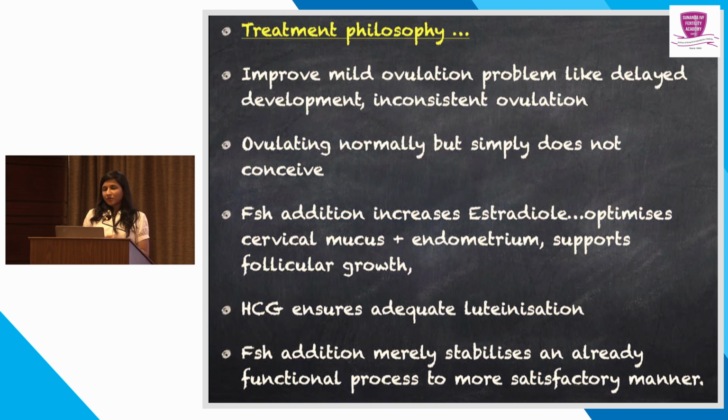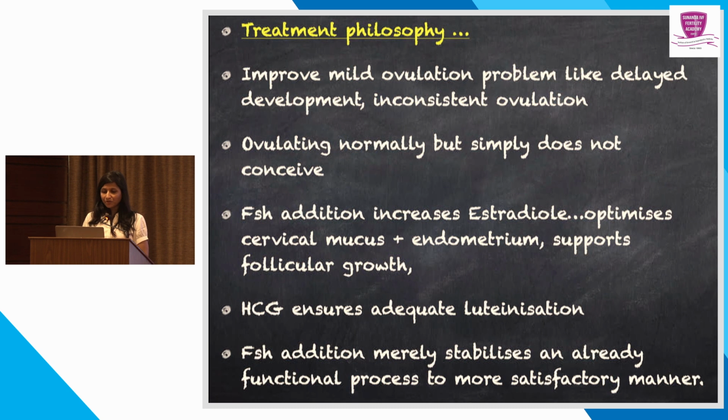So, treatment physiology: when we talk about controlled ovarian hyperstimulation, either TIC or IUI cycle, with monofollicular development our outcome may suffer, but it can improve mild ovulation problems like delayed development and inconsistent ovulation. So, ovulating normally but simply not conceiving, that can have additional benefit. I'm talking about unexplained infertility. They are ovulatory people, but still we want to improve the chance, where letrozole or clomiphene citrate is going to have an additional effect. So in those patients, it's better to add gonadotropin so that you have multifollicular development that will improve the success.